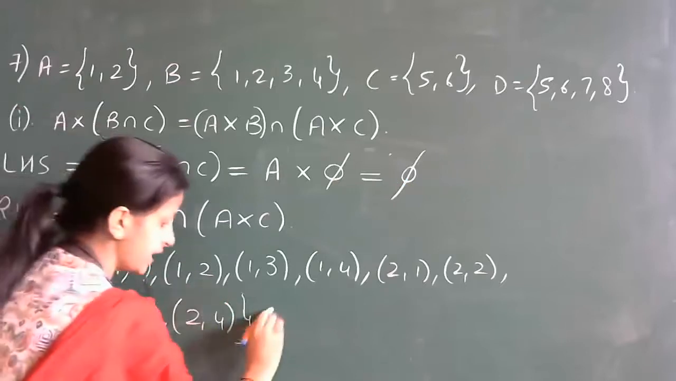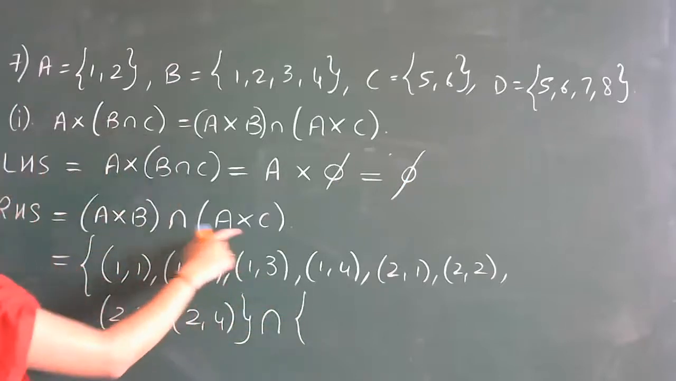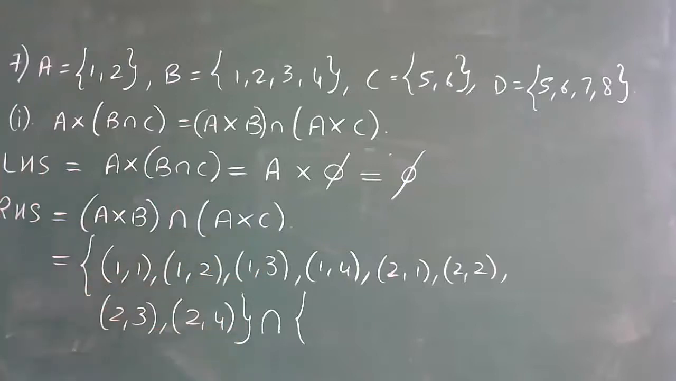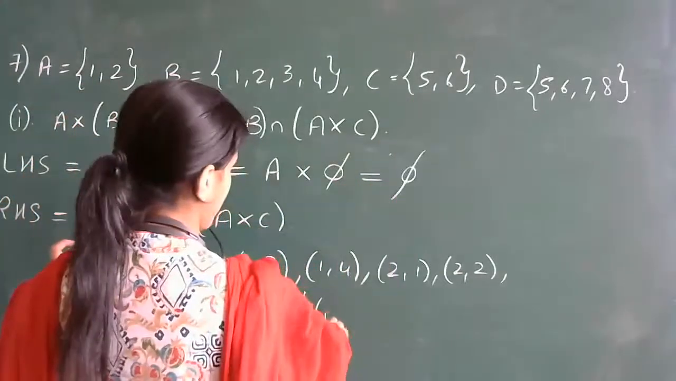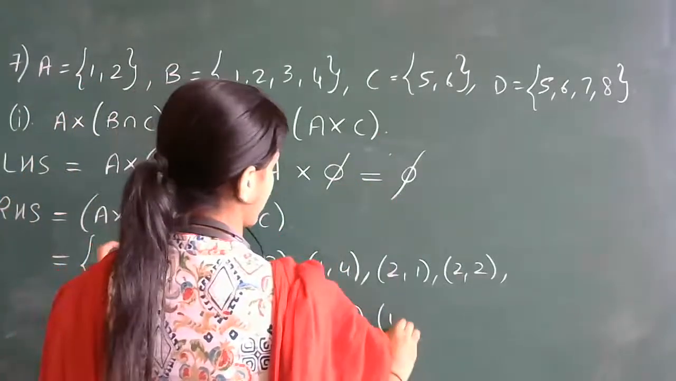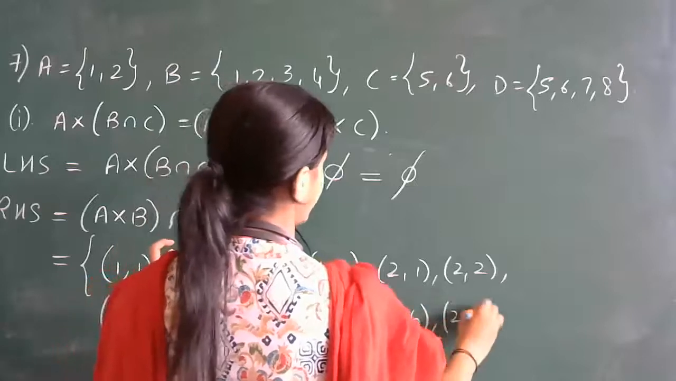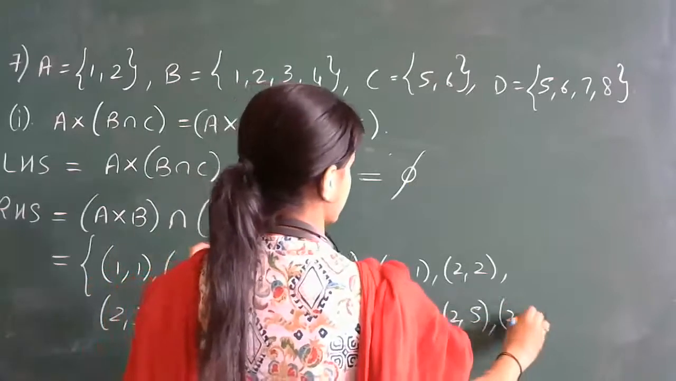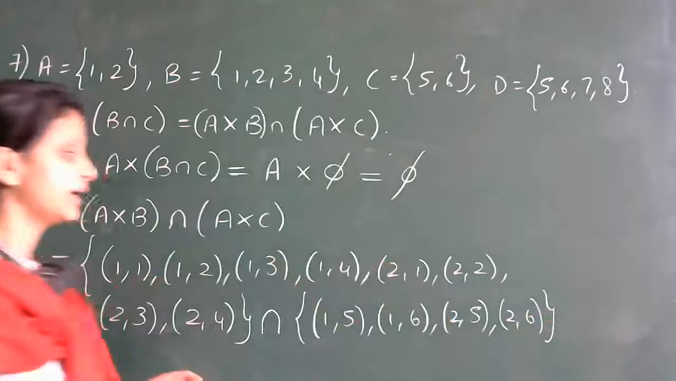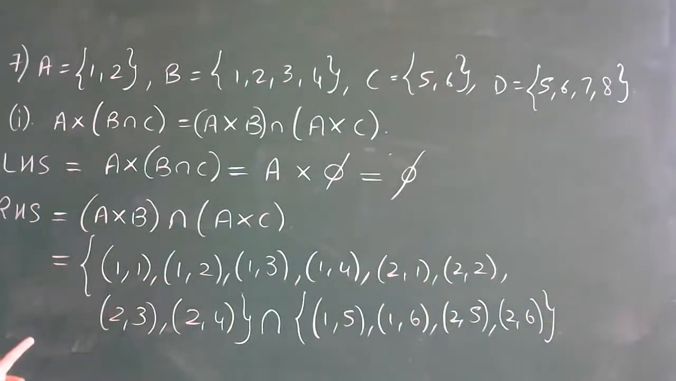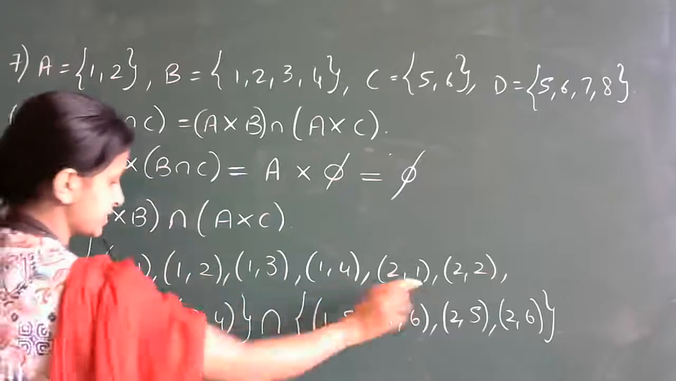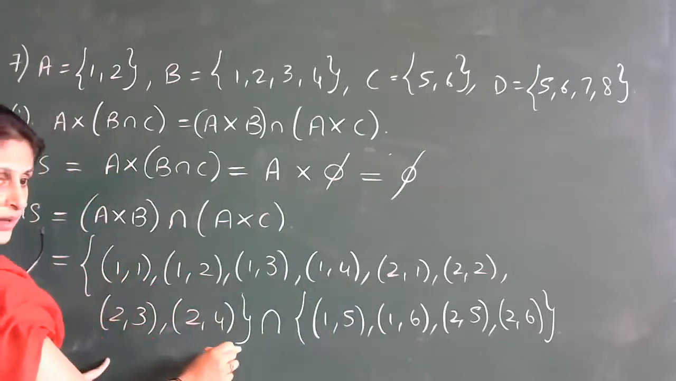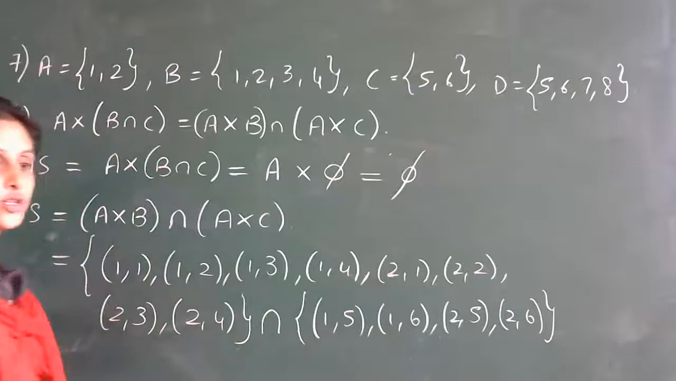Next we have to write what A cross C is. We can observe these two sets {1, 2} and {5, 6}. (1,5), (1,6), (2,5), (2,6). So this is my Cartesian product A cross C. This first set is my A cross B and the second set is my A cross C.